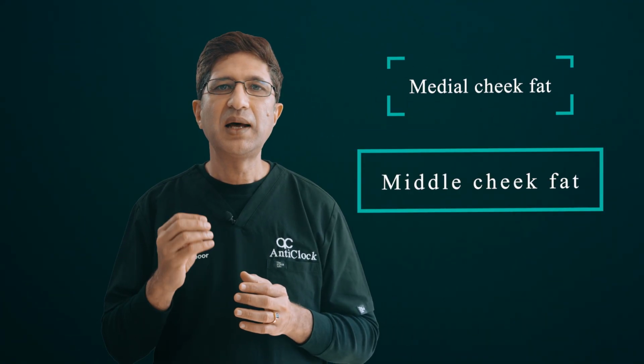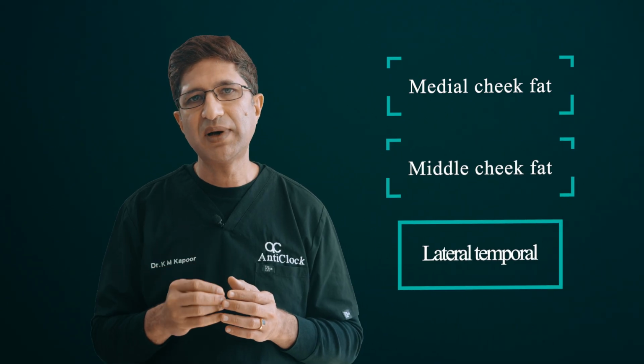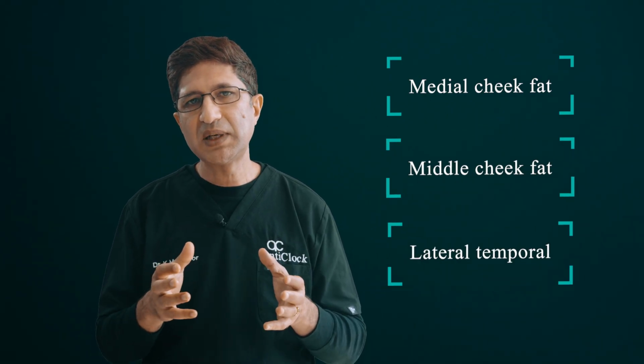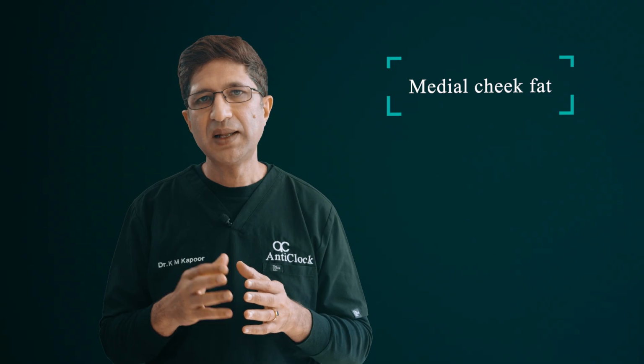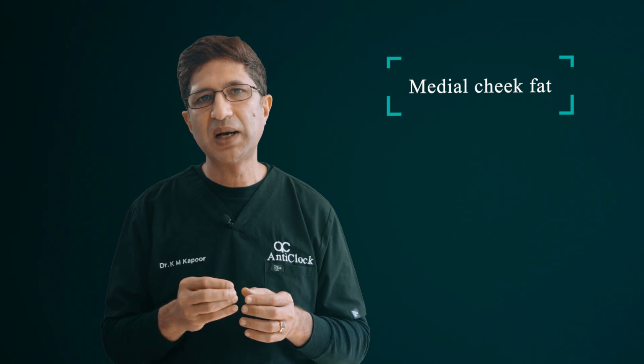When talking about cheek fat compartments, the cheeks contain three primary fat compartments: the medial, middle, and lateral temporal cheek fat pads. These compartments work together to create the fullness and the volume that we associate with youthful cheeks. Let's talk about the medial cheek fat pad.